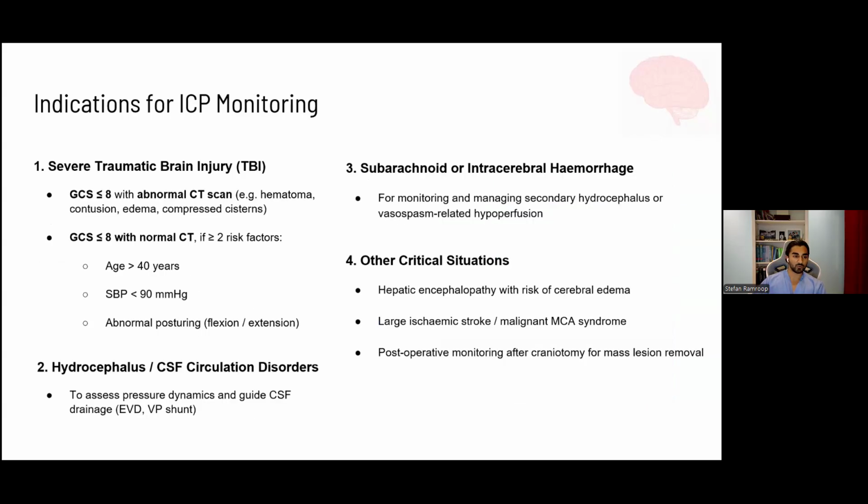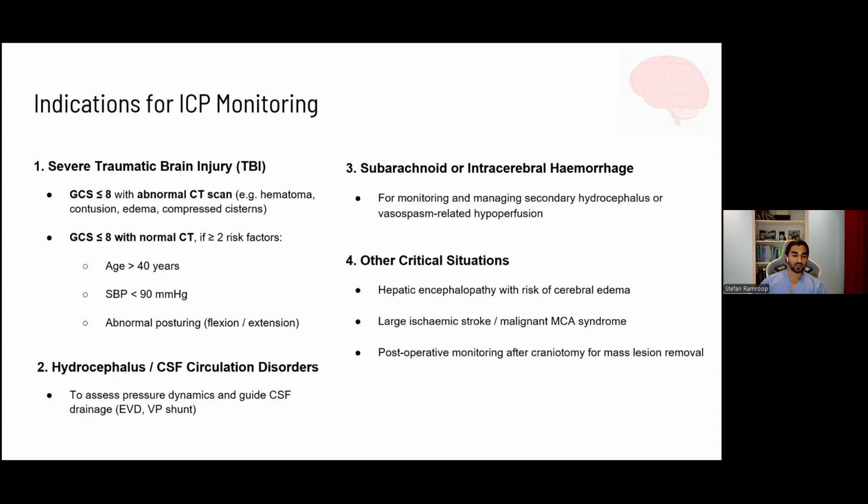What are the indications that we use for ICP monitoring in the first place? Well, the clearest evidence comes from the Brain Trauma Foundation guidelines, which recommend ICP monitoring in severe TBI, a GCS of 8 or less, when the CT shows a mass lesion, contusion, or diffuse edema. In these patients, autoregulation is typically impaired and ICP tends to fluctuate unpredictably. If the CT looks normal, you still consider monitoring if the patient has 2 or more risk factors, which would be aged over 40, systolic pressure under 90, or abnormal posturing, which can predict a high chance of raised ICP even when a mass isn't seen on scan.